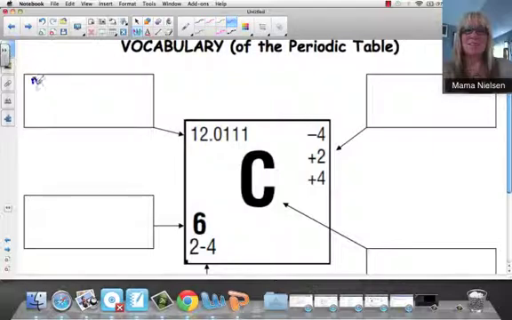This is the atomic mass, and it's found in the upper left-hand corner. But what that means is this is the average. I'm going to abbreviate average, AVG, average mass of all the isotopes of the element.